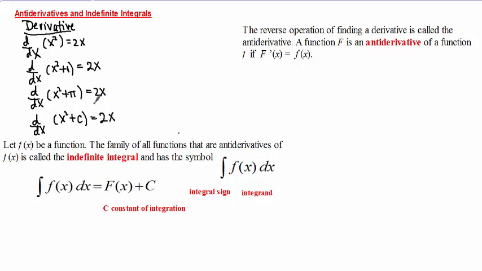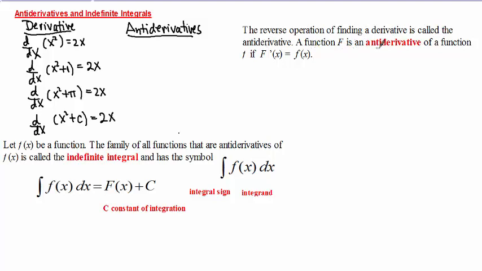Let's go the other way around. So I will talk about antiderivatives. That means the opposite of the derivative operator. The reverse operation of finding a derivative is called antiderivative.